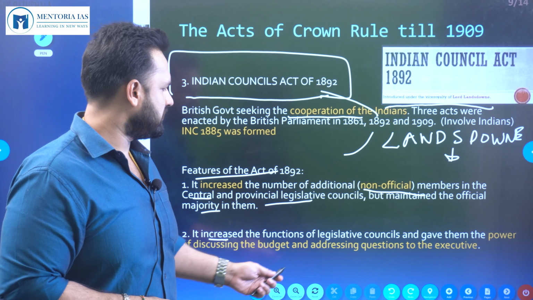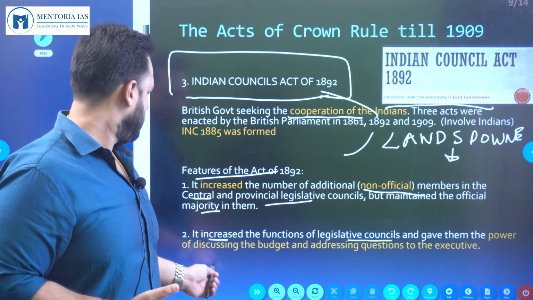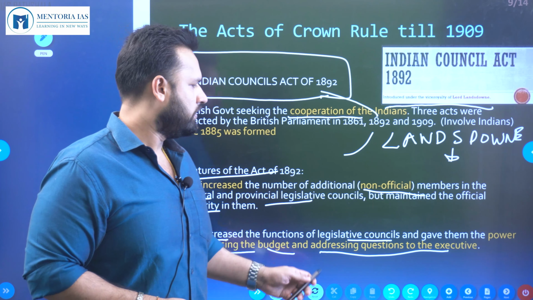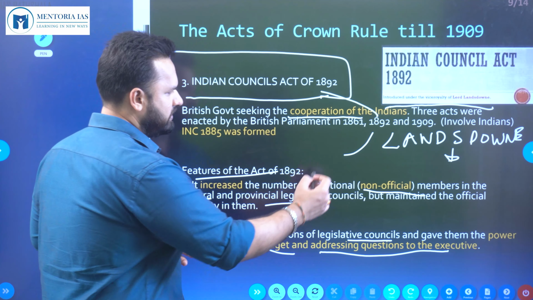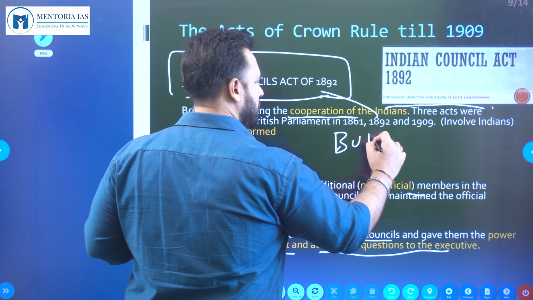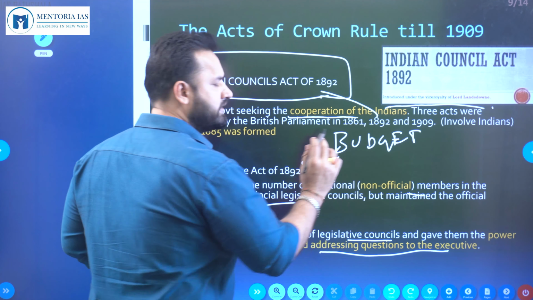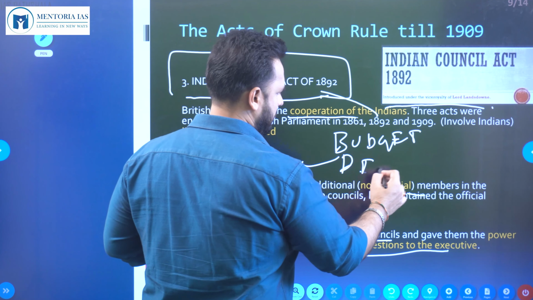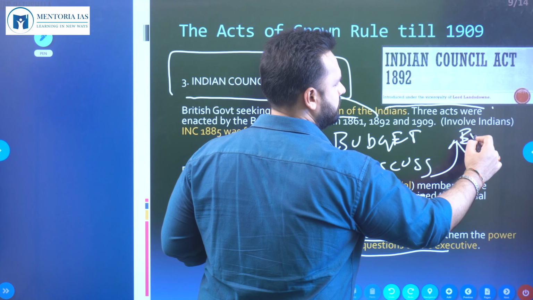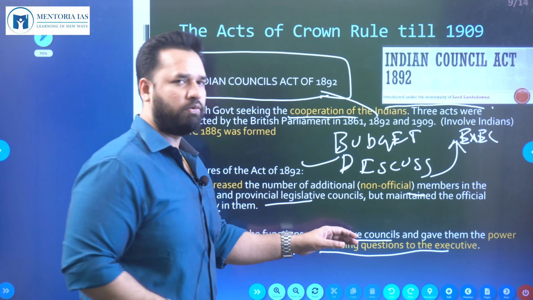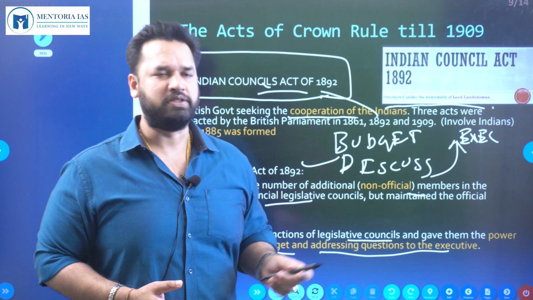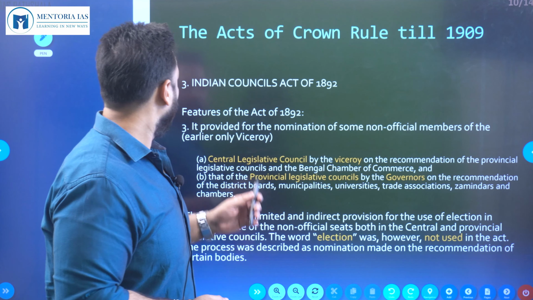Okay. It also increased the functions of legislative councils, giving them the power of discussing the budget and addressing questions to the executive. That means, let us say there is a budget. So we can discuss this budget in the council, and then you can ask questions to the executive. Okay, that was given through this Council Act of 1892. Why was it given? It was given to seek cooperation.